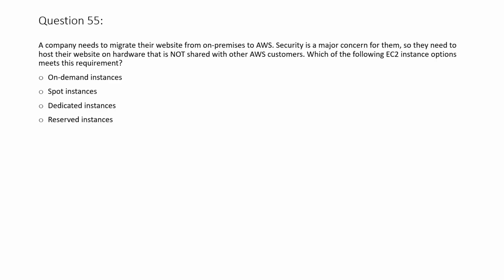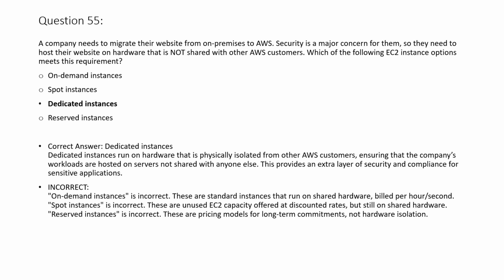Question number 55. A company needs to migrate their website from on-premises to AWS. Security is a major concern for them, so they need to host their website on hardware that is not shared with other AWS customers. Which of the following EC2 instance options meets this requirement? The options are option A, on-demand instances, option B, spot instances, option C, dedicated instances, and option D, reserved instances. The correct answer is dedicated instances. They will be physically isolated from other AWS customers, ensuring the workloads are hosted on a dedicated server. So dedicated instances are the correct answer.